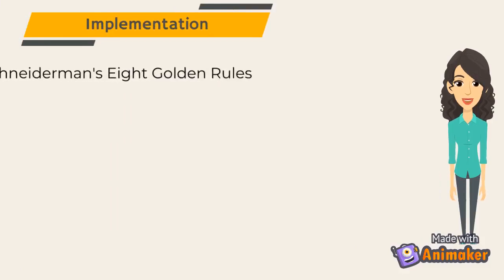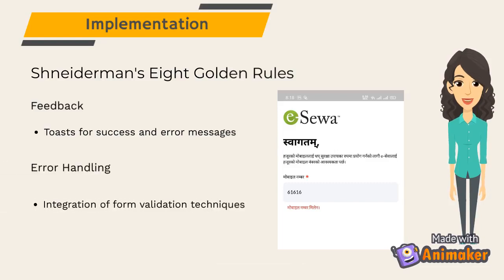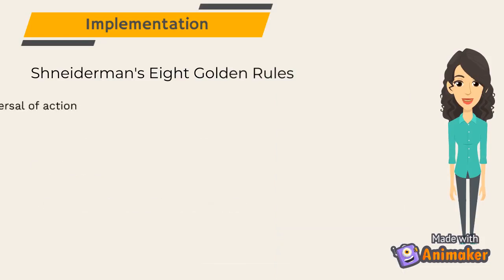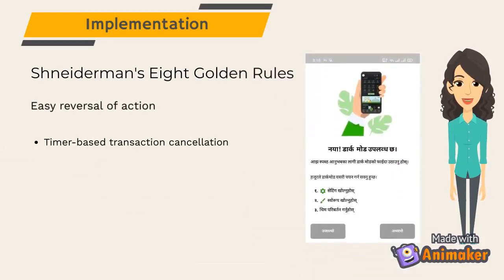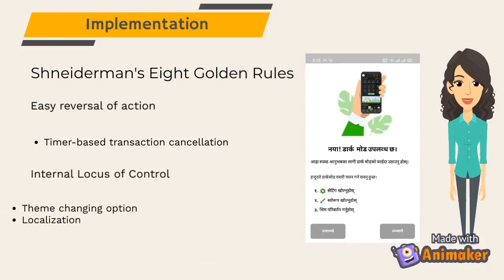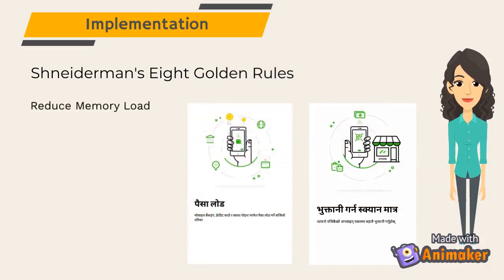Using Shneiderman's 8 golden rules, for offering informative feedback, we used toast for success and error messages. Also, we integrated form validation technique to offer simple error handling. In UI, we developed a timer-based transaction cancellation feature to permit an easy reversal of action. To support the internal locus of control, we included theme changing and localization feature, which is a major part of our project. In order to reduce the short-term memory load, a stepwise guidance feature is provided.